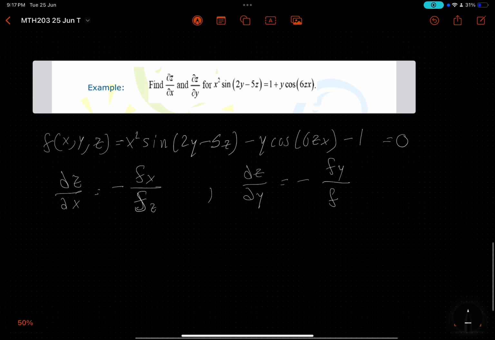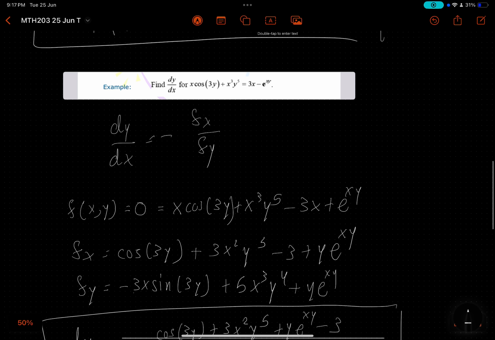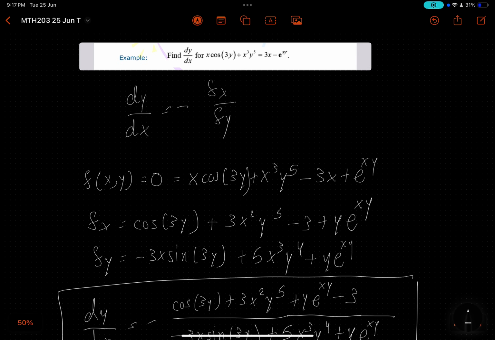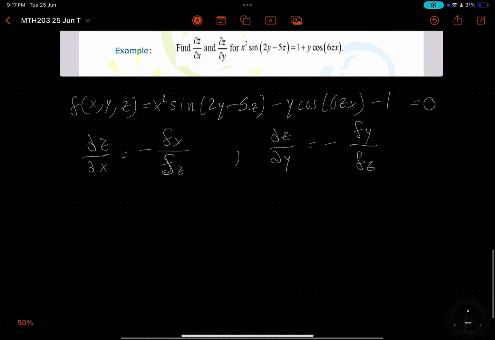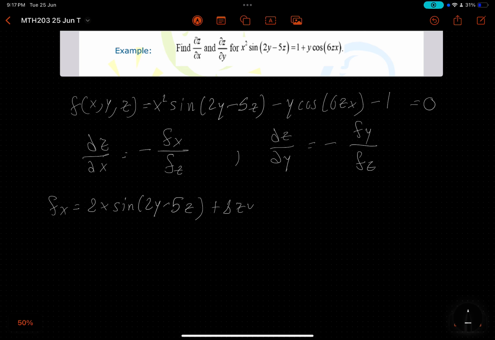Let's check this. Yes, it's the opposite. If we have x in the numerator, we have x in the denominator here, and if we have y in the denominator, we have y up here. That's one way to memorize this. So fx gives us 2x sine of 2y minus 5z plus 6zy sine of 6zx. This is fx.